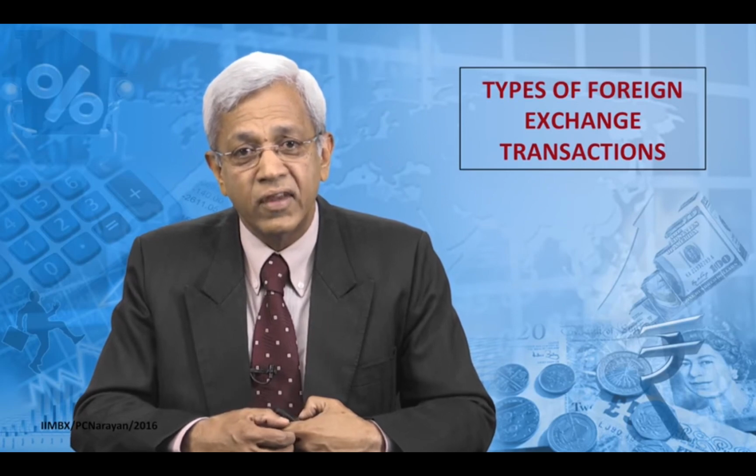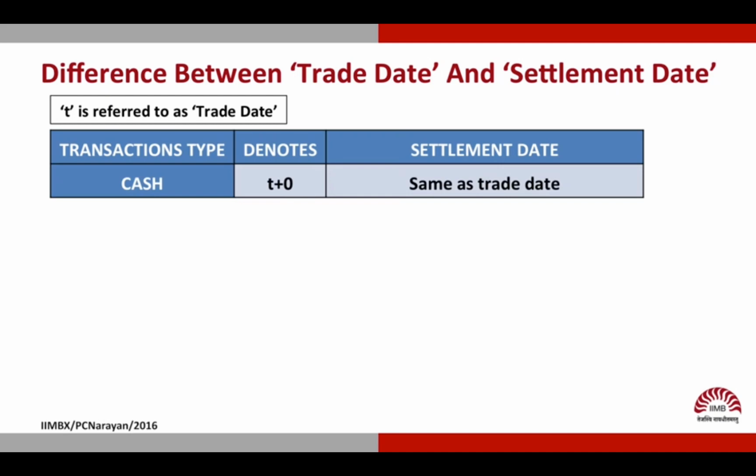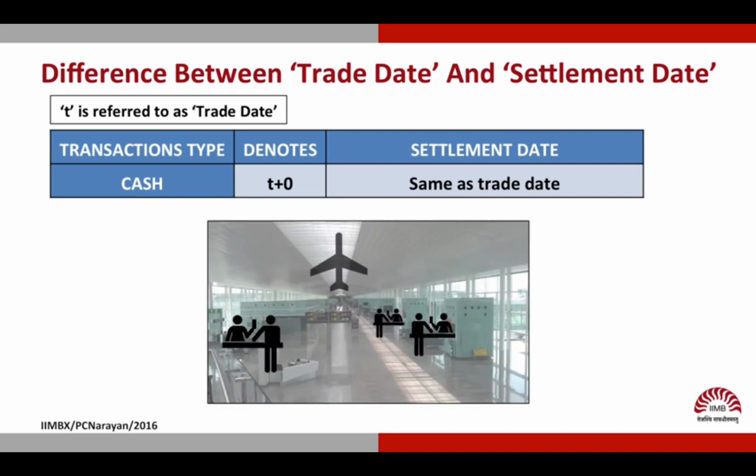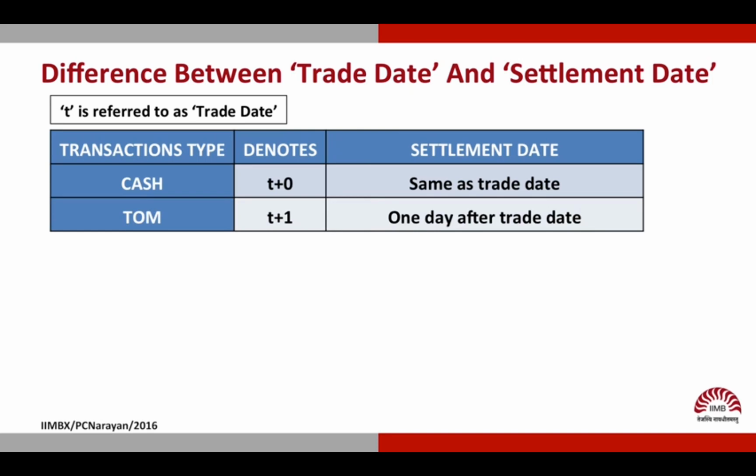Type of foreign exchange transactions. Foreign exchange transactions are classified based on the difference between the trade date and the settlement date. The trade date is usually referenced as T. Cash transactions, T plus 0, where the trade date and the settlement date are exactly the same. Typical example would be a foreign currency transaction that you undertake at the money changer in the airport. TOM transactions, T plus 1. Settlement will be on the next working day from the trade date. Globally, such transactions are very few in number.